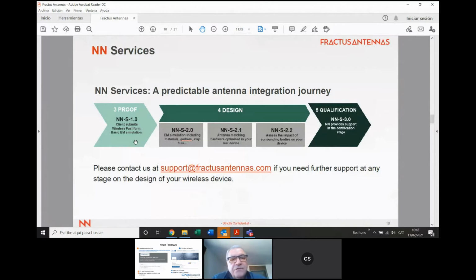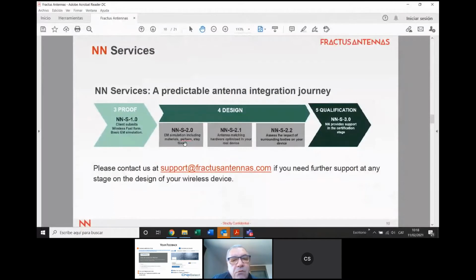After that, if you are satisfied with the estimated ideal performance that you can get with this PCB area and with these frequencies of interest, then we can jump to the second service, which is to make some simulations including the elements that you are going to use, like batteries, ICs, LCDs, covers, cables, whatever. So we have made one step from a bare PCB to your PCB.